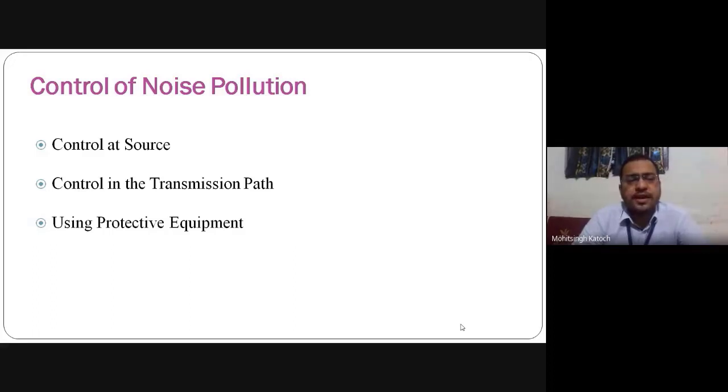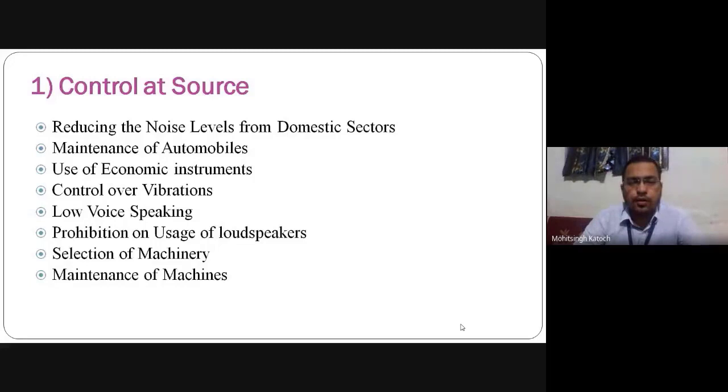So noise pollution can be controlled at the source itself. It can be controlled in its transmission path, and it can also be controlled by using some protective equipment. To achieve control of noise pollution at source, we must reduce the noise levels from the domestic sectors. Automobiles must be maintained regularly.